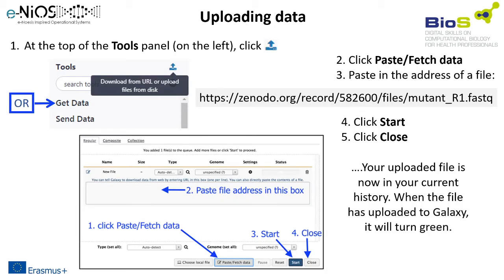The first step of an analysis is to get your data into Galaxy. This can be done in several ways. You can upload files from your computer by pressing on Choose Local File in the form displayed after clicking on this icon at the top of the tool panel, or you can enter a URL in this box, which is displayed after clicking on the Paste/Fetch Data button, and Galaxy will download the data for you.